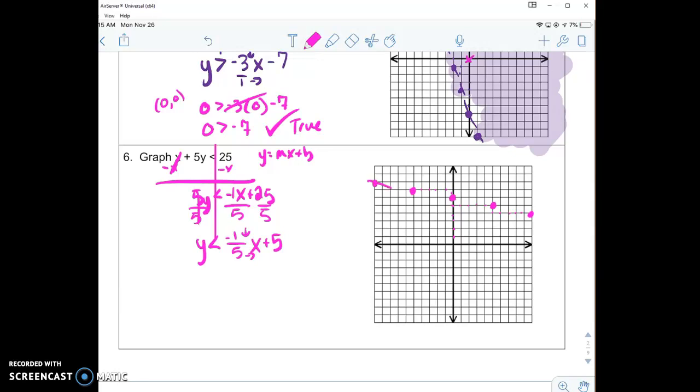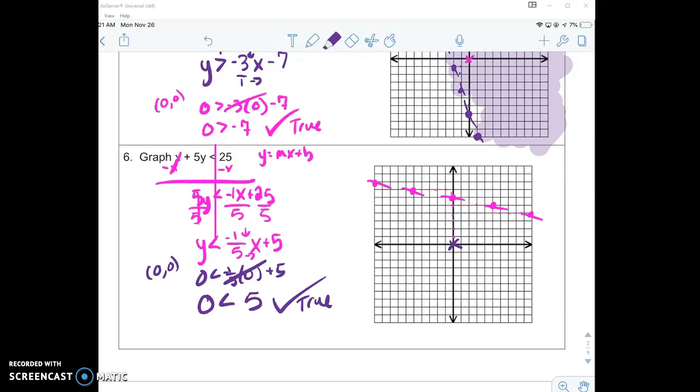Y is less than, this is a dotted line. Okay, again, I'm going to test the point 0, 0 to decide which way I need to shade. So I'm plugging in 0 for y and 0 for x. Negative 1/5 times 0 is 0, so I have 0 is less than 5. This is true. So I need to make sure that I shade towards the origin, towards the point 0, 0.